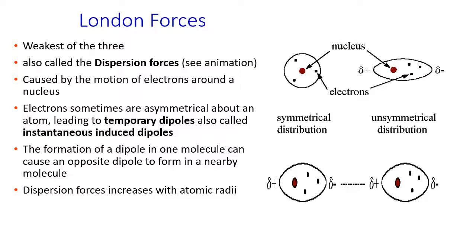We then have dipole-dipole forces, which are from permanent dipoles of polar molecules, and a special kind of dipole-dipole force known as hydrogen bonding, which involves molecules with hydrogen directly bonded to nitrogen, oxygen, or fluorine, and only those atoms. So the first intermolecular bond we're going to look at are the London forces. They are the weakest of the three intermolecular forces, and they're also called dispersion forces. And we'll look at an animation involving them in the next slide.